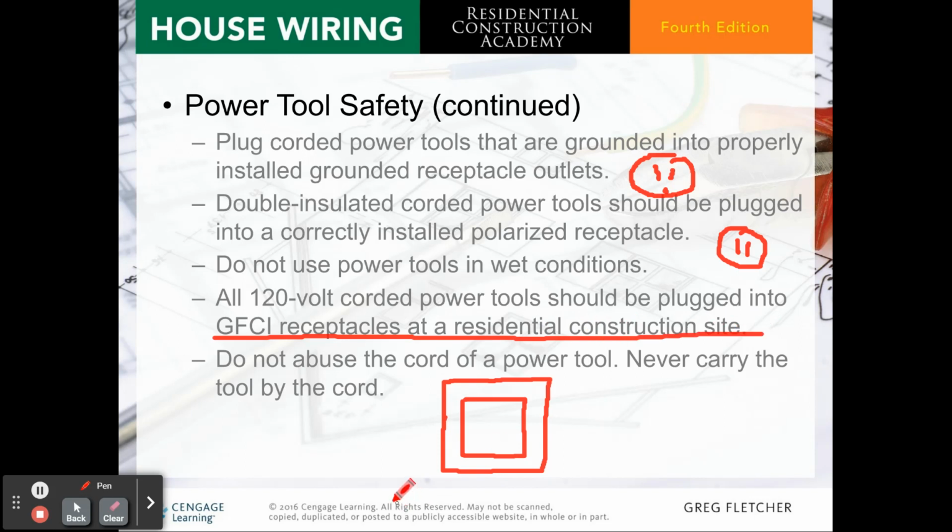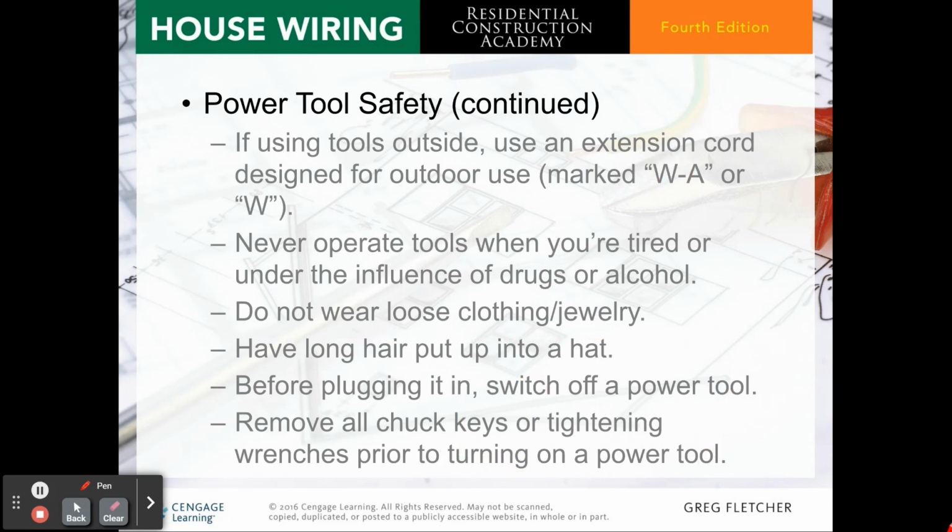Do not abuse the cord of a power tool. Never carry a tool by the cord, and never unplug it by yanking it out. Always grab the base of the plug. So if this is your plug, this is your cord coming out, always grab by here, not here. That's no good. If using tools outside, use an extension cord designed for outdoor use, marked WA or W.